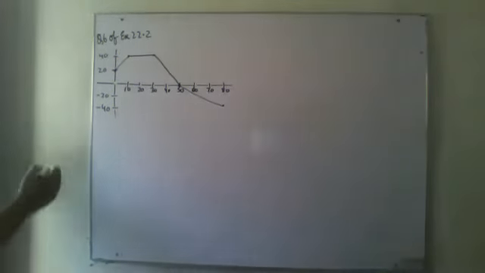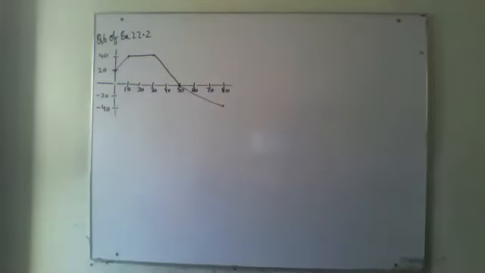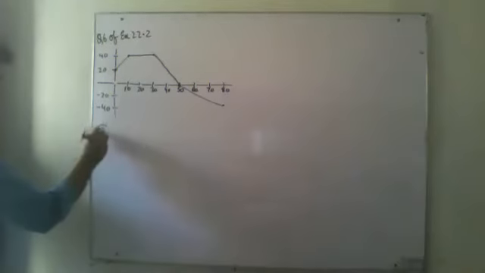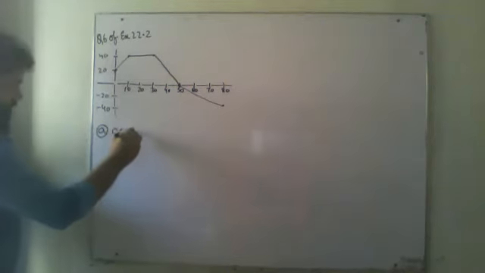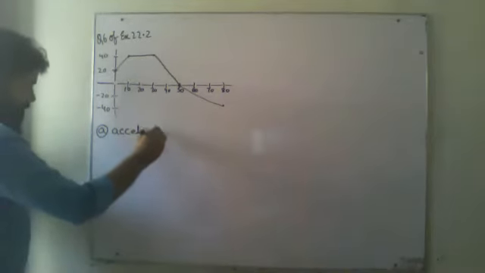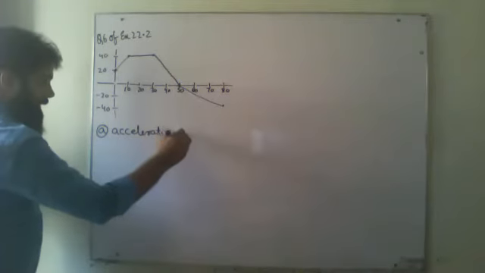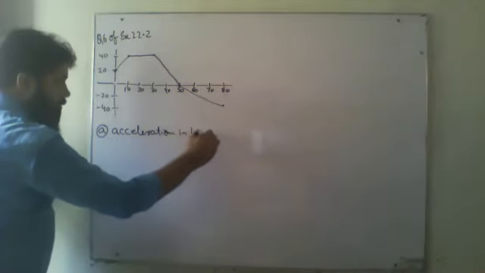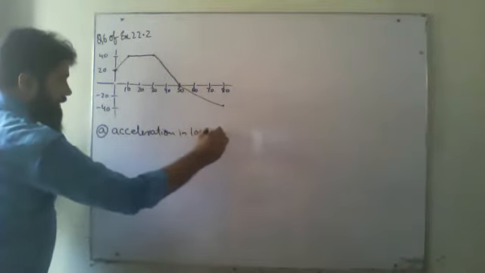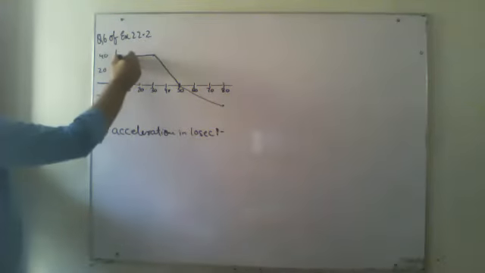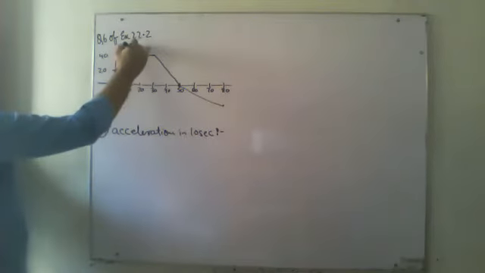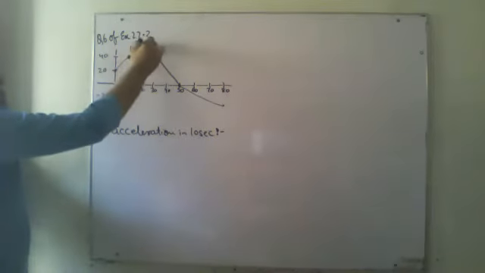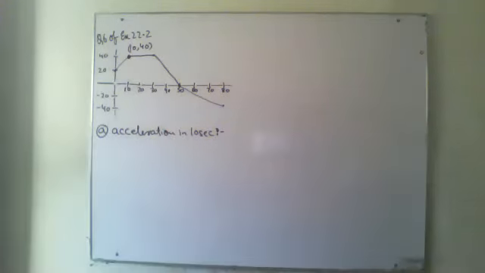Okay, so the first one is we have to find acceleration in the first 10 seconds. Acceleration in 10 seconds, okay, I have to find this. How will I find it? First of all, I'm marking this point 10 comma 40. Right? This point is 10 comma 40.